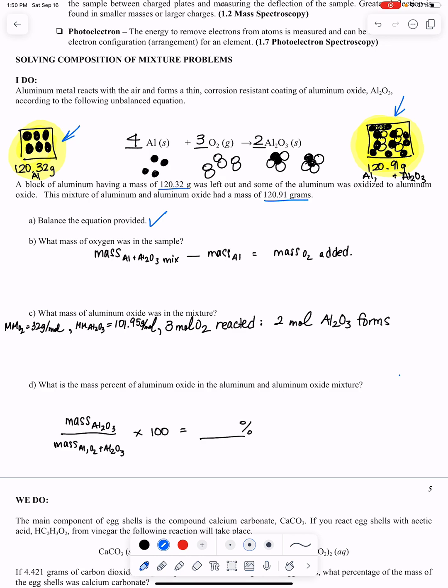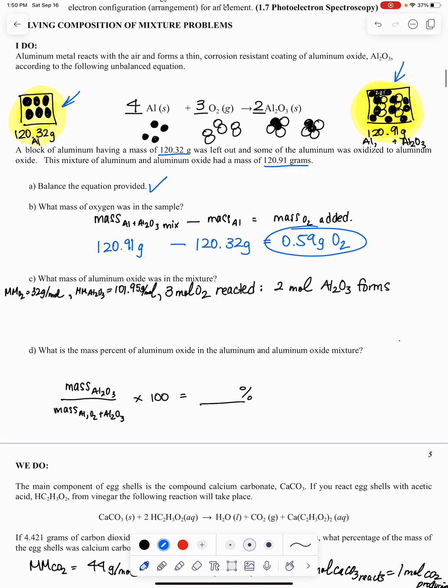And so now I balance it. What mass of oxygen was in the sample? Well, if I know the total mass of my aluminum and aluminum oxide, and I subtract the mass of just the aluminum, the only difference is going to be the O2 that was added. So I could do my 120.91 grams minus my 120.32 grams, and I will get 0.59 grams of O2 that was added.